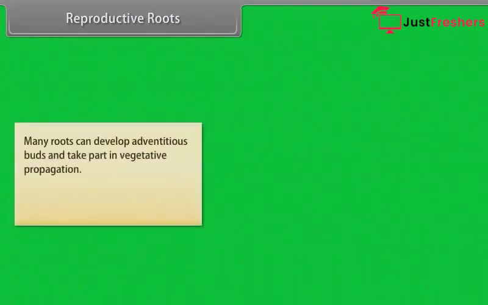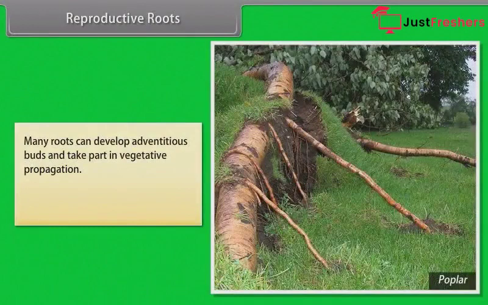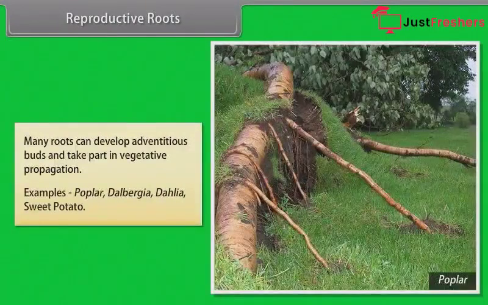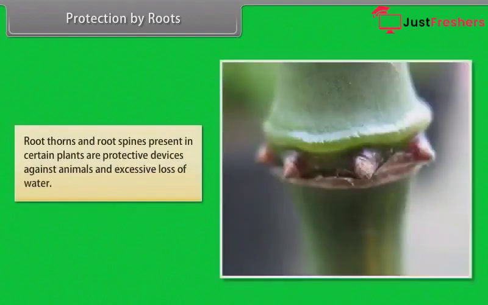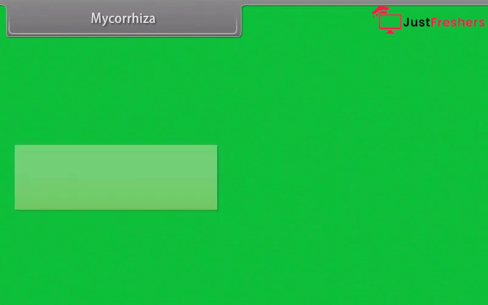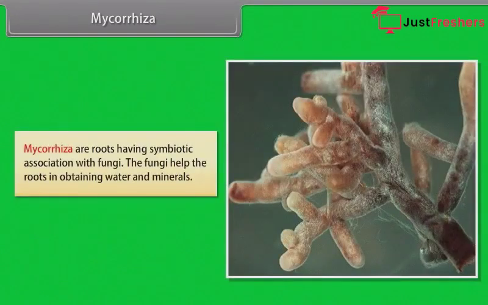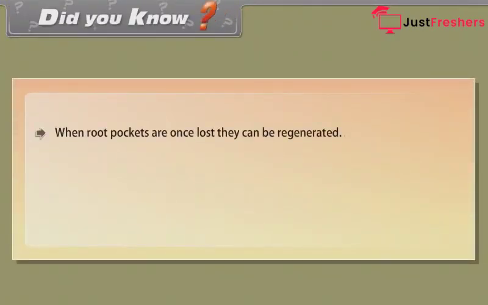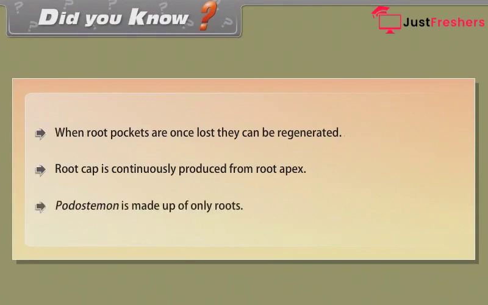Reproductive roots: many roots can develop adventitious buds and take part in vegetative propagation. Example: poplar, Dalbergia, dahlia, sweet potato. Protection by roots: root thorns and root spines present in certain plants are protective devices against animals and excessive loss of water. Mycorrhiza: roots having symbiotic association with fungi. The fungi help the roots in obtaining water and minerals. Did you know? When root pockets are once lost, they can be regenerated. Root cap is continuously produced from root apex. Podostemon is made up of only roots.